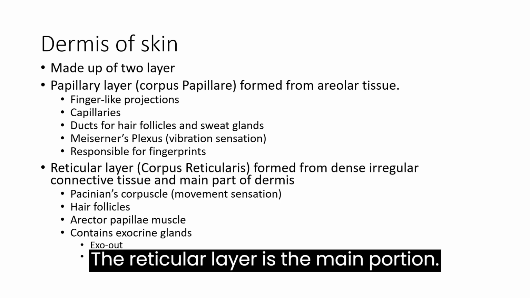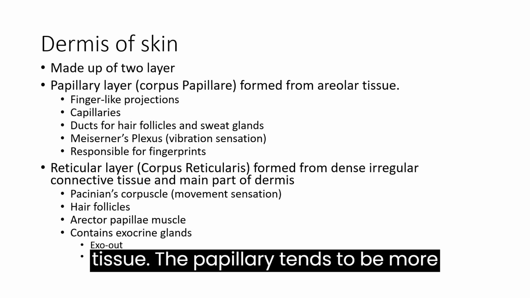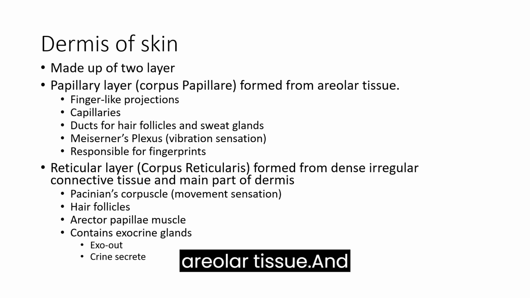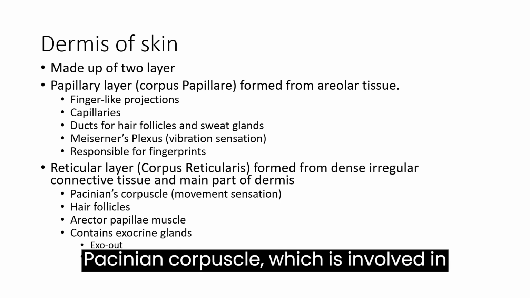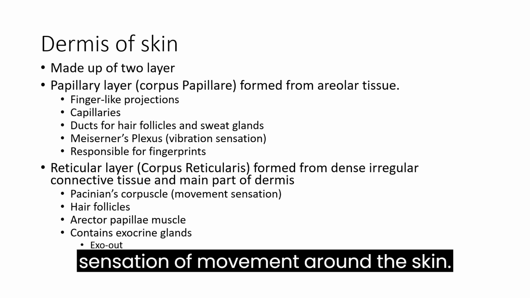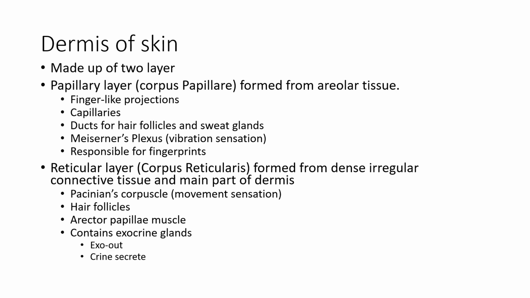The reticular layer is the main portion. It's made of dense regular connective tissue. The papillary tends to be more areolar tissue. And it does have something called the Pacinian corpuscle, which is involved in sensation of movement around the skin. Pacinian corpuscles, by the way, are also found in tendons for stretching.